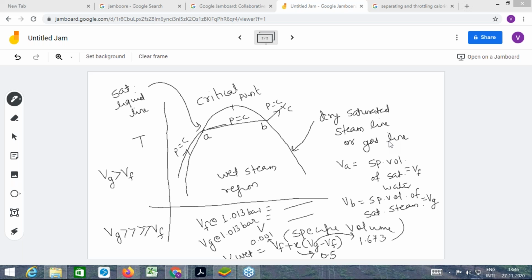Okay, let us say that now the pressure is 10 bar. The steam is 80% dry. The pressure is 10 bar. I want you to find the specific volume. Is the question clear? The steam is 80% dry. Let me write this down.